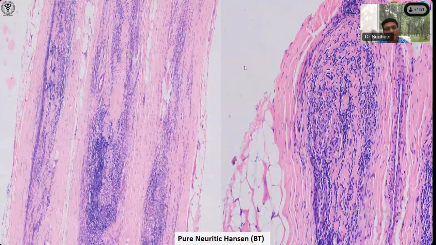Again, there is one more case. Here it is a nerve fragment, with dense inflammation. Again, you are seeing granuloma in the nerve. This patient came with pure neuritic Hansen's, a nerve biopsy was done, showing neural inflammation with granuloma. Again, it is a feature of leprosy. So you should know the location of these granulomas; it is important.